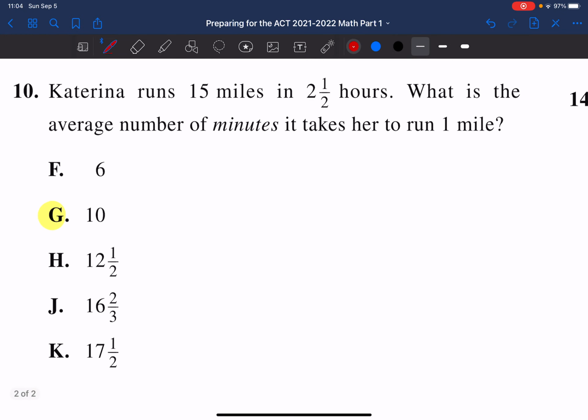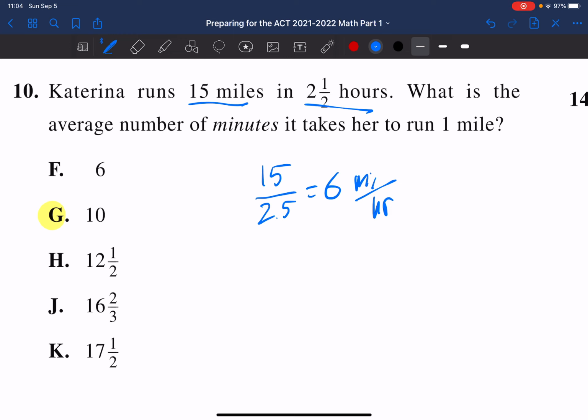Number 10, Katerina runs 15 miles in 2.5 hours. What is the average number of minutes it takes her to run 1 mile? All right. So a lot of people, when they think about this, they think, okay, well, I've got miles and I've got hours. So I take 15 divided by 2.5. And when we do that, I get 6. And we think that's the answer, but it's actually 10.